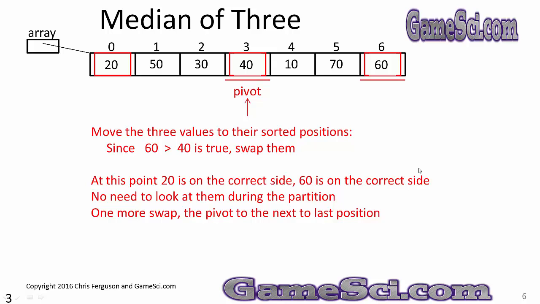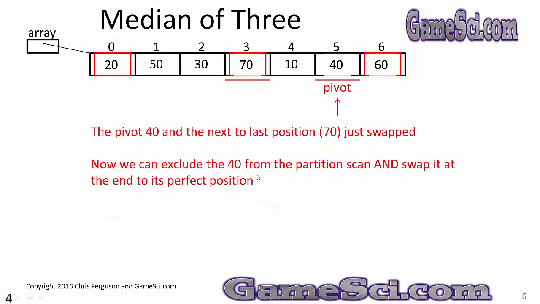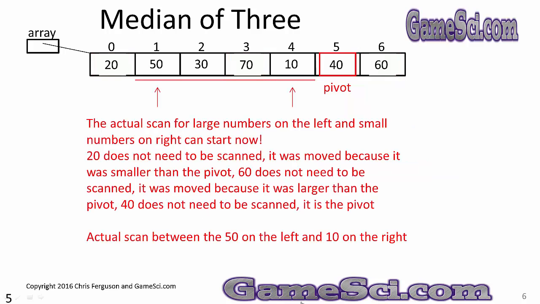One more swap. We're going to move the pivot to the next to the last position. See that 40? We're going to move it to where that 70 is. The pivot 40 and the next to the last position 70 just swapped their positions. Now we can also exclude 40 from the partition scan and swap it at the end to its perfect position. The actual scan for large numbers on the left and small numbers on the right can start now.